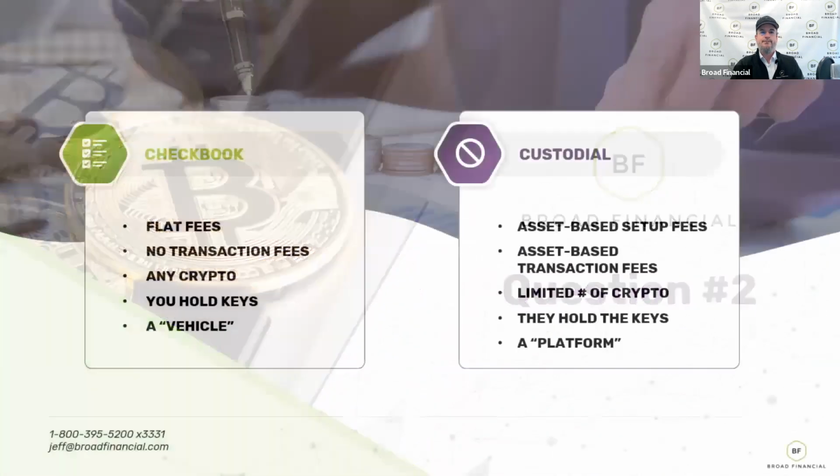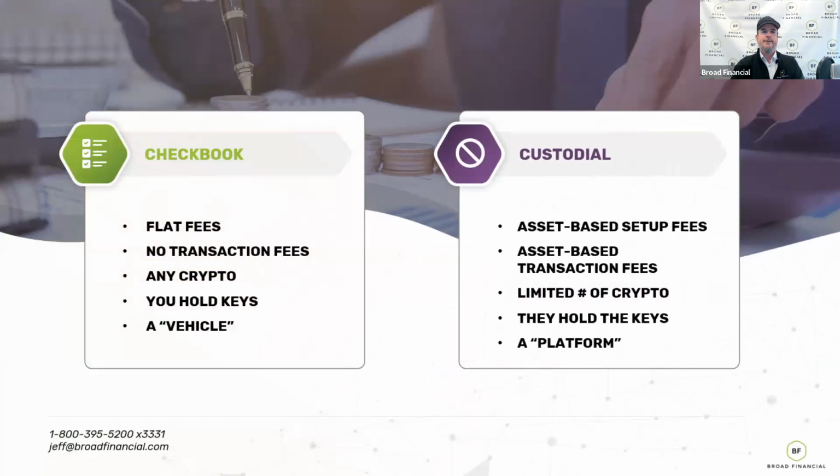Question number 2. What's the difference between a checkbook IRA and a custodial IRA? As I mentioned, there's two types of self-directed IRAs. We've been discussing the checkbook one. That's the one on the left. Flat fees, no transaction fees, any crypto, you hold the keys. And I mentioned it's a vehicle. We're giving you the vehicle, this IRA LLC, to go on to exchanges like Coinbase and Kraken and others.